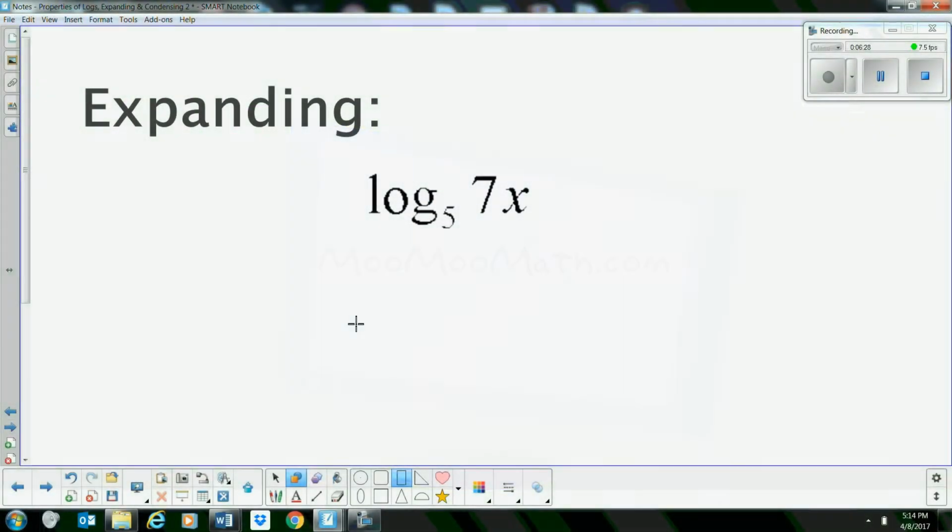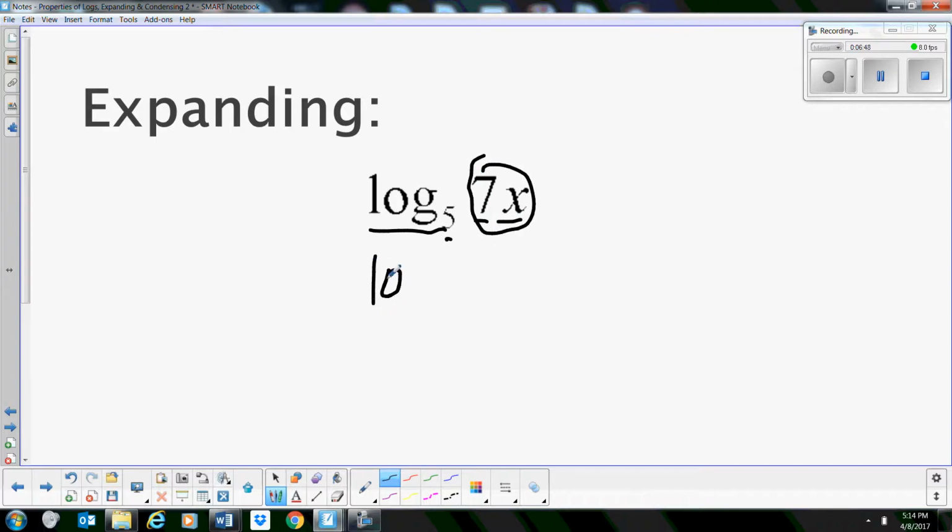Look at the opposite. Now, what if we try to expand this? Okay, so what we're going to do is take it from one logarithm to multiple logarithms. Well, we're taking the log base 5 of 7x. Since we have two terms right here, we're going to actually end up with two logarithms. So we're going to have a log base 5 of just the 7.